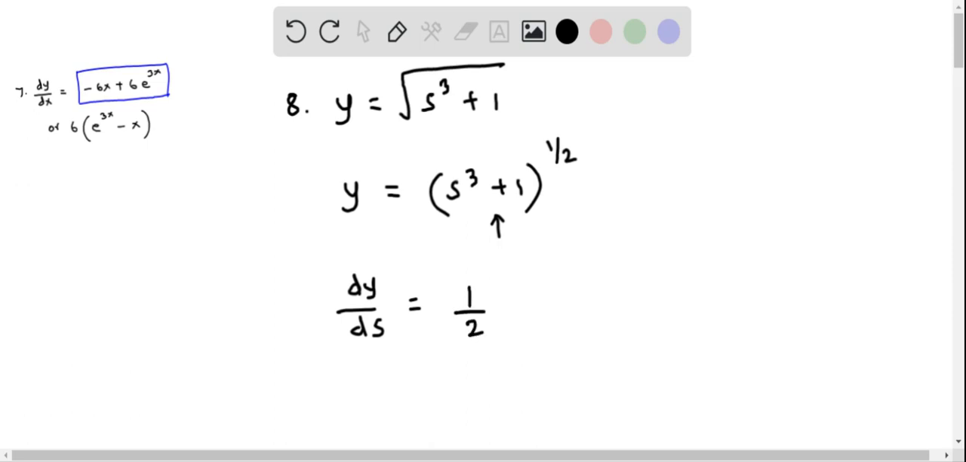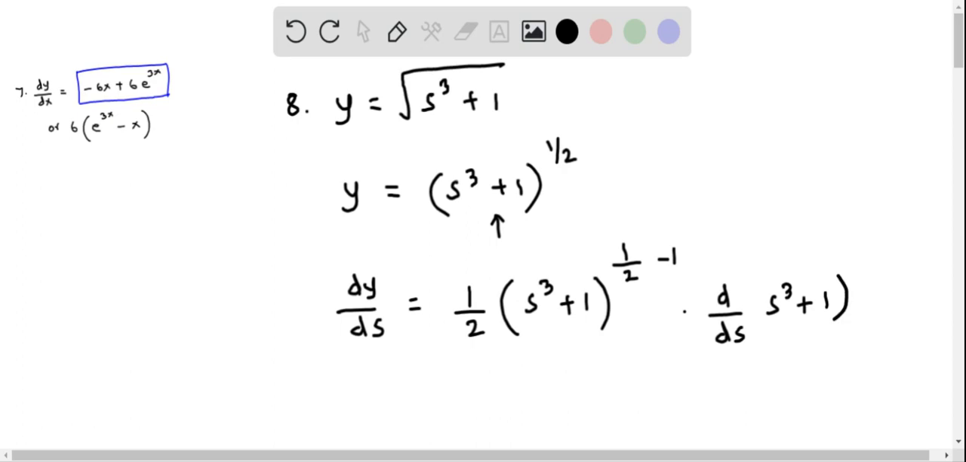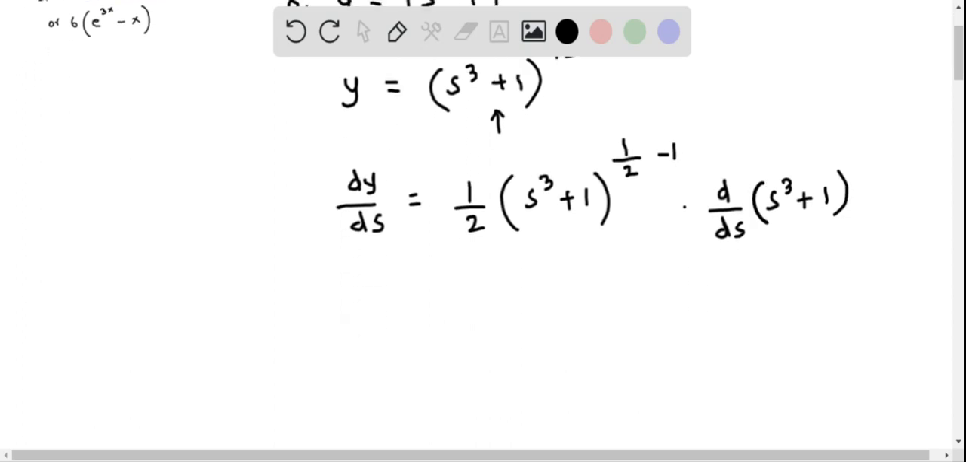So we put this 1 by 2 and put the inside part, that is s cube plus 1 raised to the power of 1 by 2 minus 1. This has to be multiplied with the derivative of s cube plus 1 according to the chain rule. So we write d by ds of s cube plus 1. Now let's simplify this in the next step.